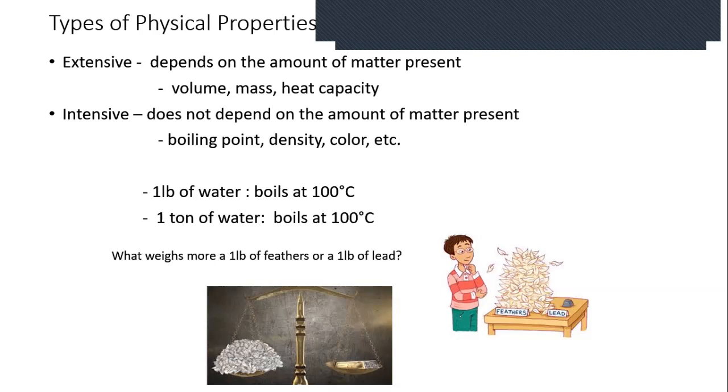The reason it takes more feathers versus the lead is because the density of feathers is less, so it takes a greater volume of feathers to equal 1 pound versus the volume of lead needed to equal 1 pound. Because the densities are different, it takes more volume to get the same amount of weight. So therefore, they both weigh the same. It's just that it takes more feathers to make 1 pound versus taking the lead to make 1 pound.